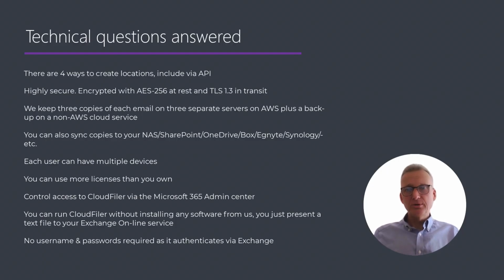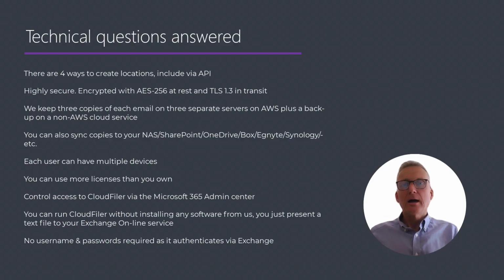We keep 3 copies of each email on 3 separate servers in the Amazon cloud on AWS, plus a backup on a non-AWS cloud service. You'll also typically sync copies to your business folders, and we support most storage types, so it might be network storage, so NAS boxes, Windows folders in other words, SharePoint, OneDrive, Box, Egnyte, Synology, you name it.